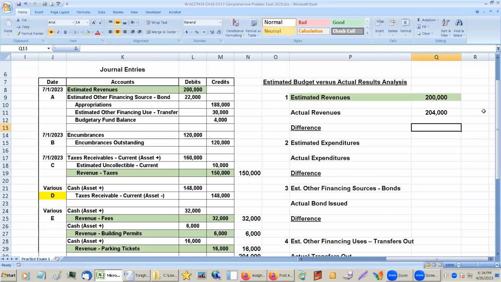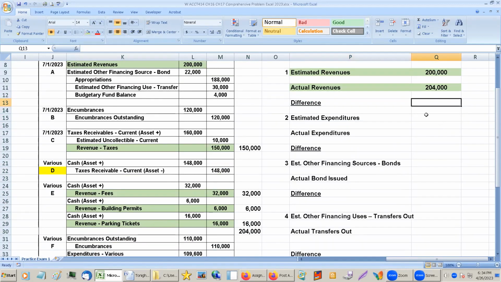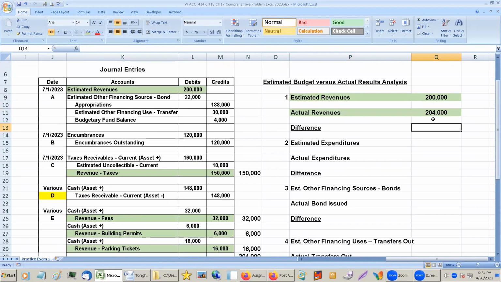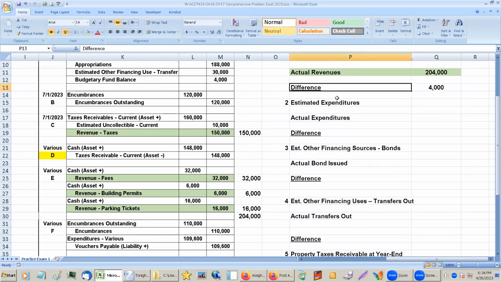Okay, and was the difference positive or negative? Positive. So subtract 200 from the 204. And we actually collected 4,000 more than we thought. We estimated it at 200,000. We actually got 204. That is the difference.